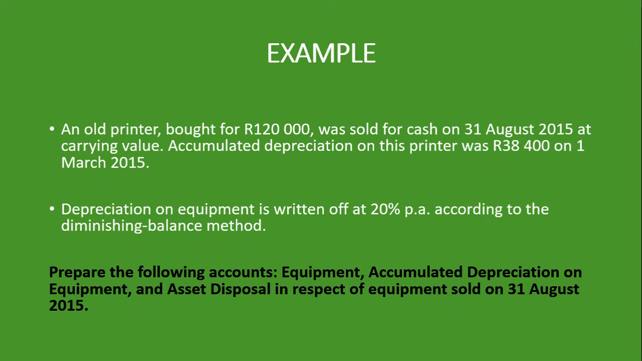Now, there are a few important things that we need to note when doing an asset disposal. We need to pay very careful attention to how much we bought the asset for, the actual date at which we sold the asset, the accumulated depreciation given, mainly the date at which we are given the accumulated depreciation, and also the accounting period we are talking about. Another important thing is to note the depreciation percentage that is used, and very importantly, the method of depreciation, so that we can calculate the depreciation accurately.